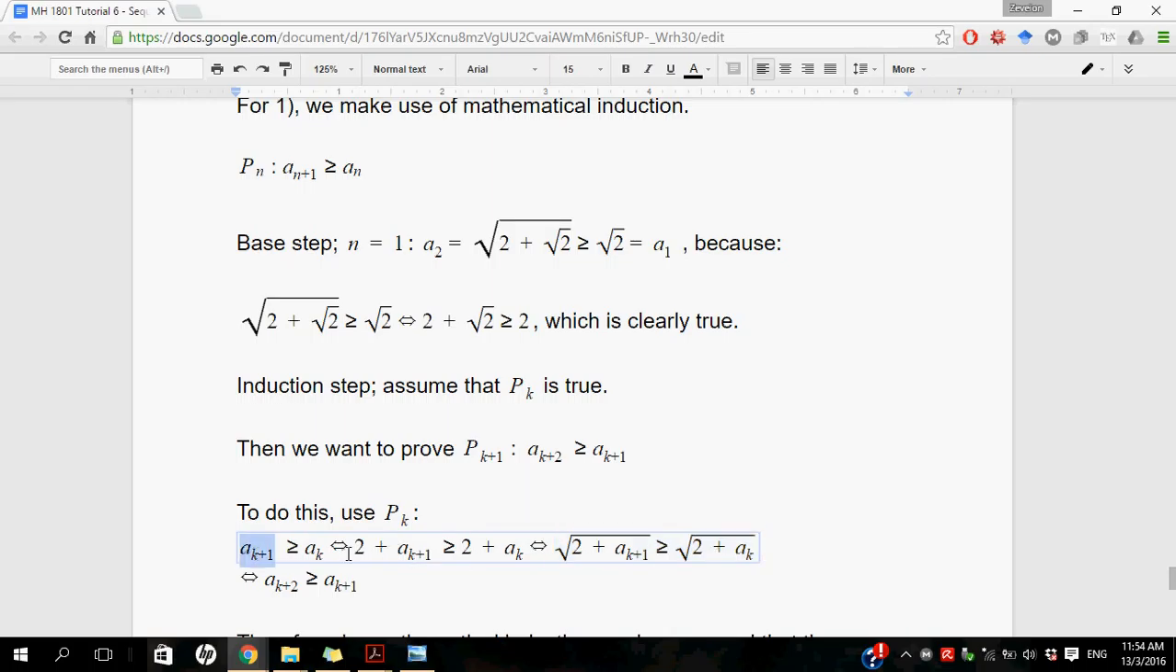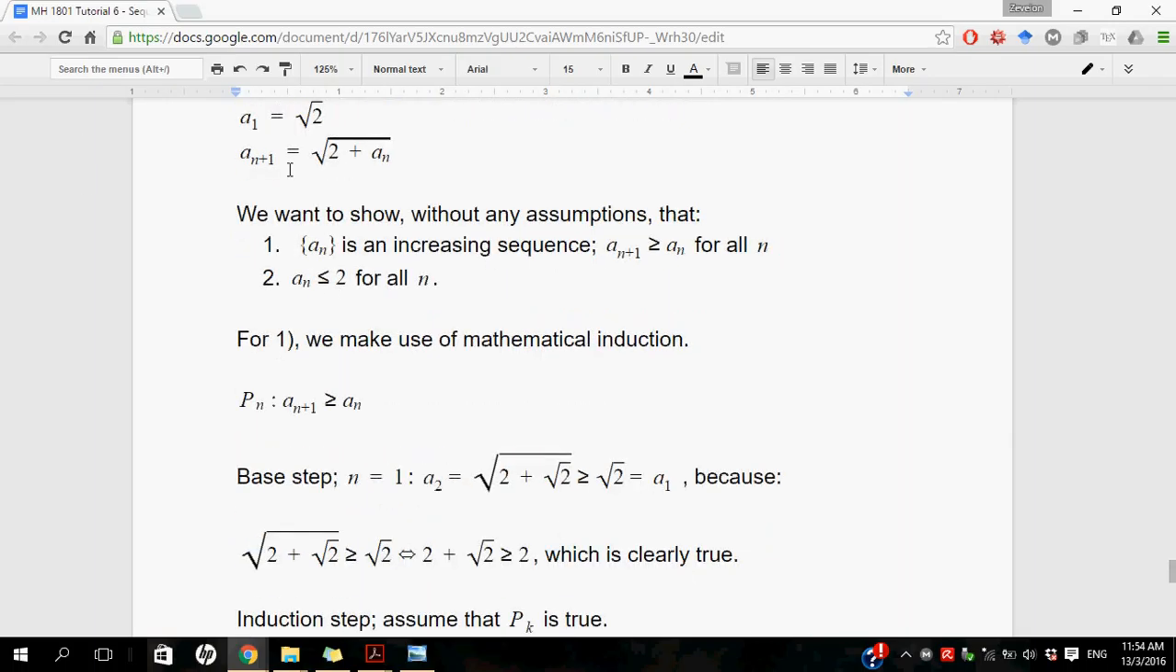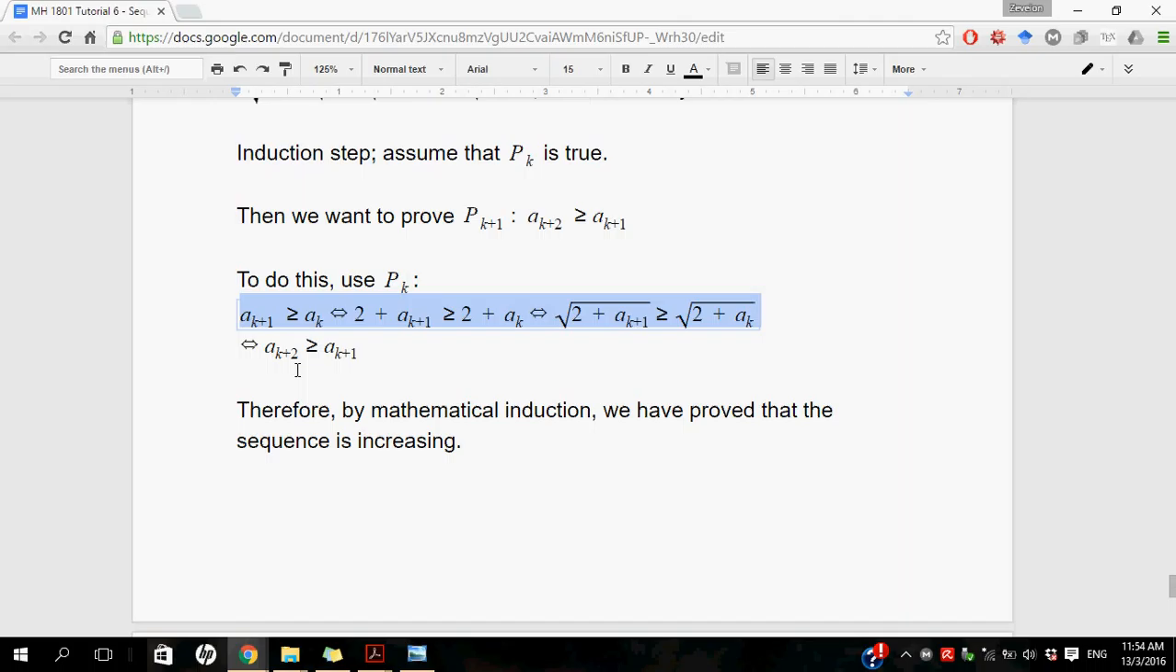So we have here a chain of equivalent conditions. If you start with pk, this is equivalent to the next statement, the next inequality, and it is equivalent to the final inequality over here. And what is this? This is just by means of our recursive formula, a(k+2) greater than or equal to a(k+1).